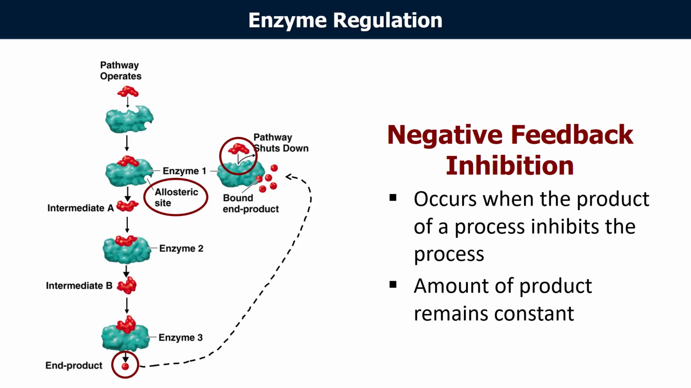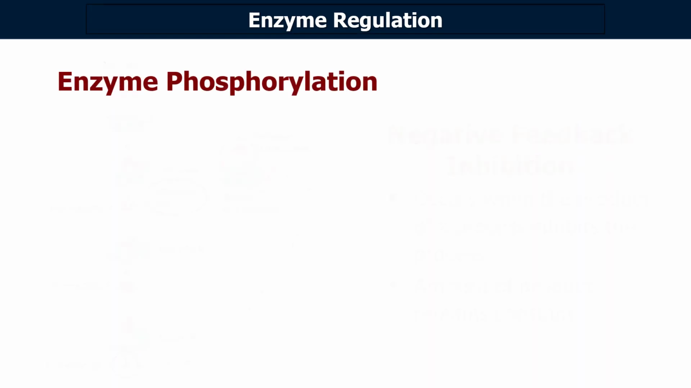So how can we make an enzyme produce a lot of product and then just say stop making that product and then start making it again? How can we create a scenario where we could turn the enzyme on and off at will, almost like a light switch? Well, one way to do that is through enzyme phosphorylation. So let's see how this works.